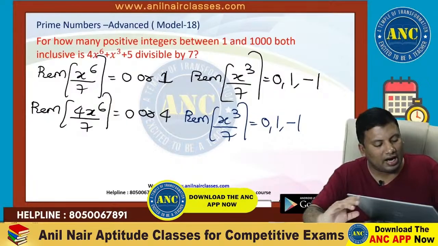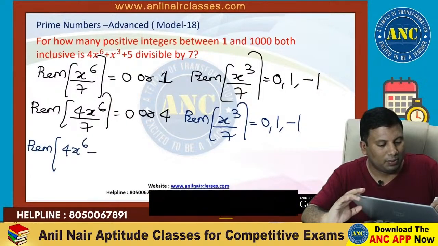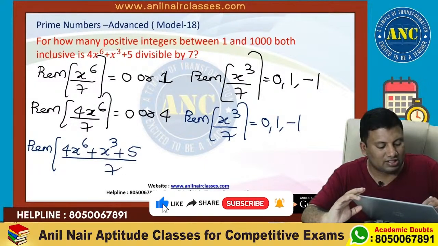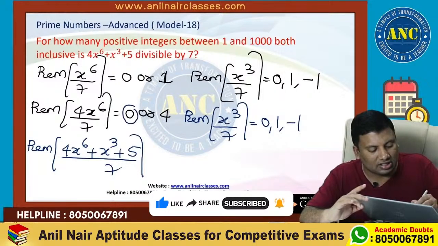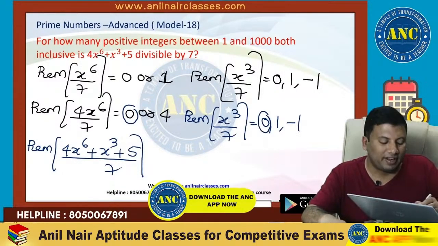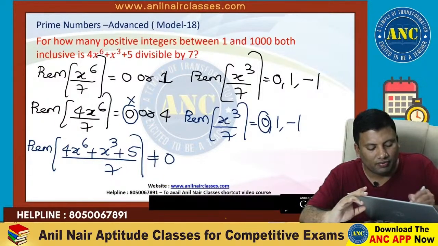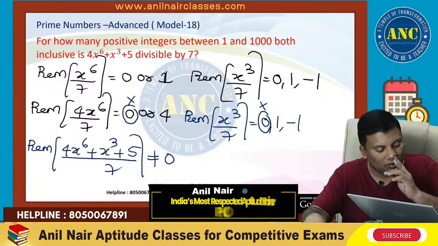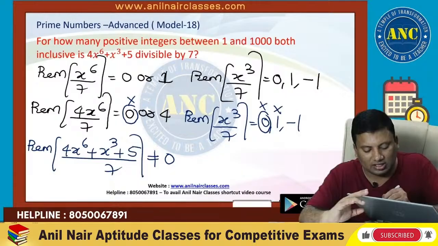Now if you add these, 4x power 6 plus x cube plus 5, when divided by 7, are you getting a remainder 0 anywhere? First case 0: 0 plus 0, 0. 0 plus 5, 5. 5 divided by 7 is not equivalent to 0. This case not possible. 0 plus 1, 1. 1 plus 5, 6. 6 is not divisible by 7. This case is out.